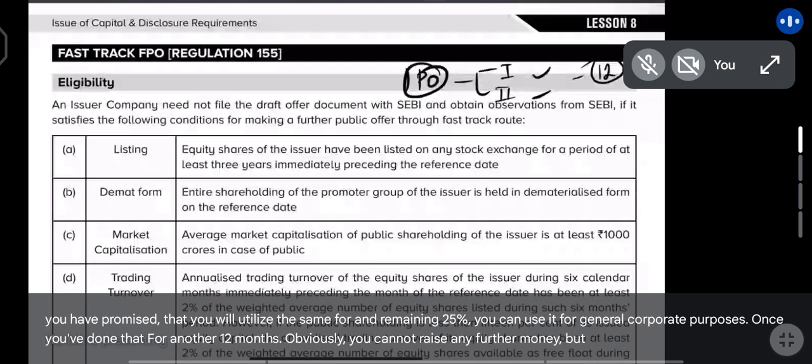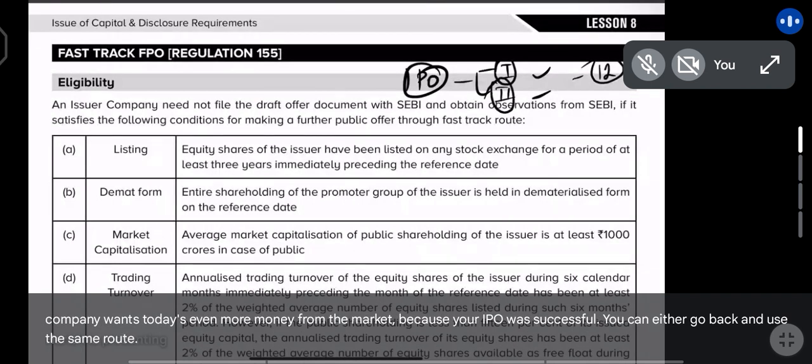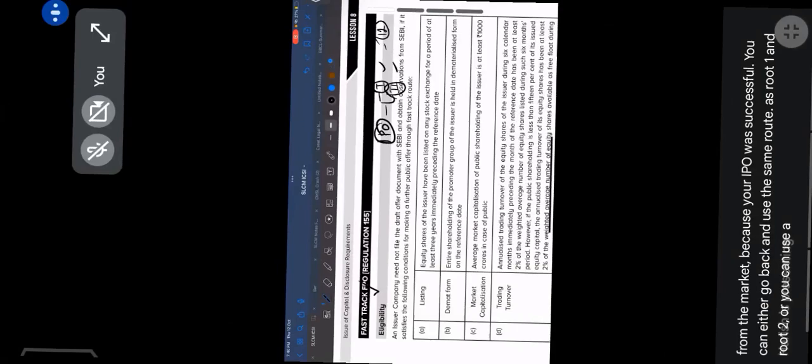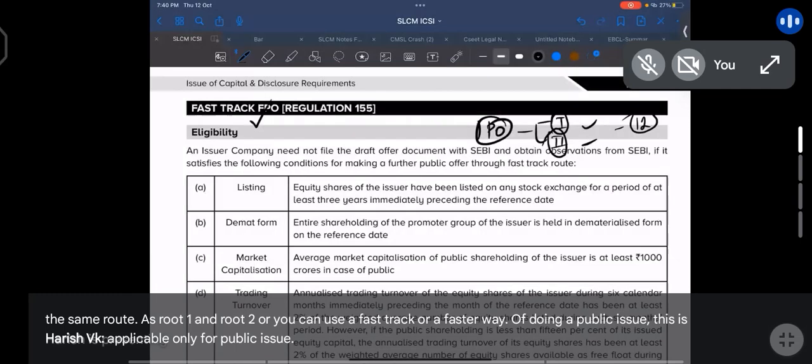But after the 12-month period, if your company wants to raise even more money from the market because your IPO was successful, you can either go back and use the same route as route 1 and route 2, or you can use a fast track or a faster way of doing a public issue. This is applicable only for public issue. This doesn't apply for the other 3 types of issue.